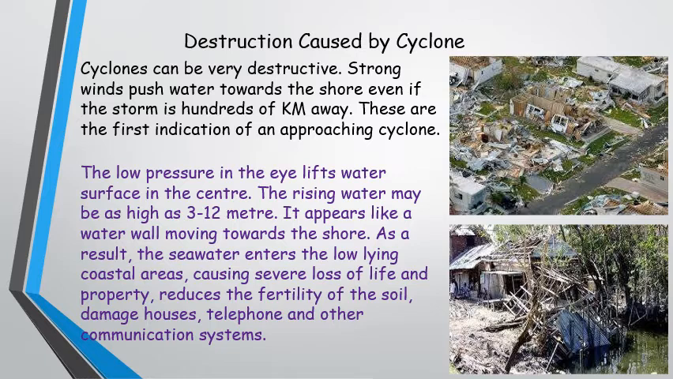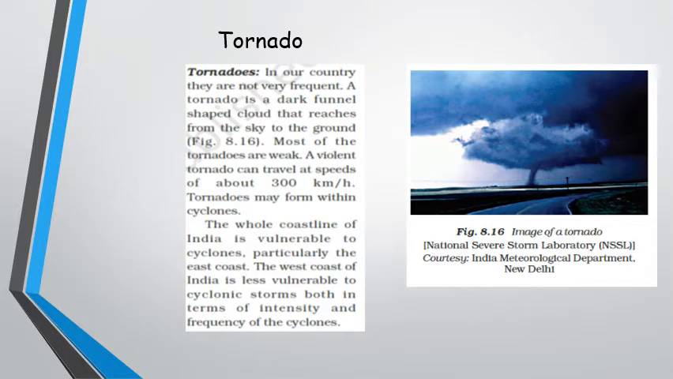As a result, the seawater enters the low-lying coastal area, causing severe loss of life and property, reducing the fertility of the soil, and damaging houses, telephone lines, and other communication systems. Tornado. Tornadoes in our country are not very frequent. A tornado is a dark funnel-shaped cloud that reaches from the sky to the ground. Most tornadoes are weak. A violent tornado can travel at the speed of 3 km per hour. Tornadoes may form within cyclones.